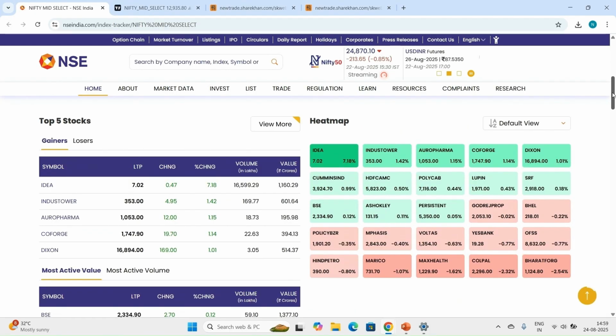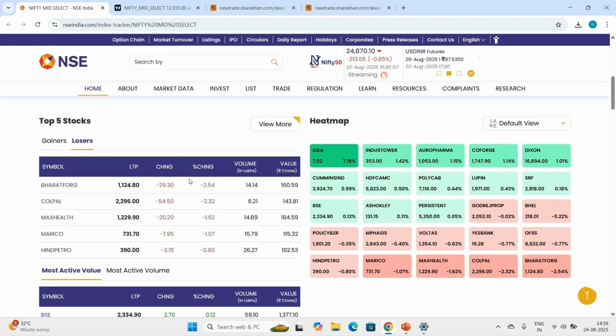Also, if you look here, you can see what are the gainers, and this is a dynamic table. This carries on changing based on the gain of the day for this particular index. Similarly, you can see the losses as well. So, which are the ones which are going down?